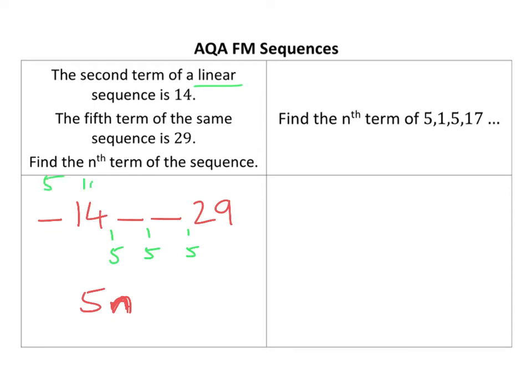Now, if the second term is 14, and I'm looking at the 5 times table, aren't I? 5, 10, 15, 20, 25. Okay, that means that it's 5n plus 4. It's the 5 times table plus 4. So there we go. Right, so that's the first thing.